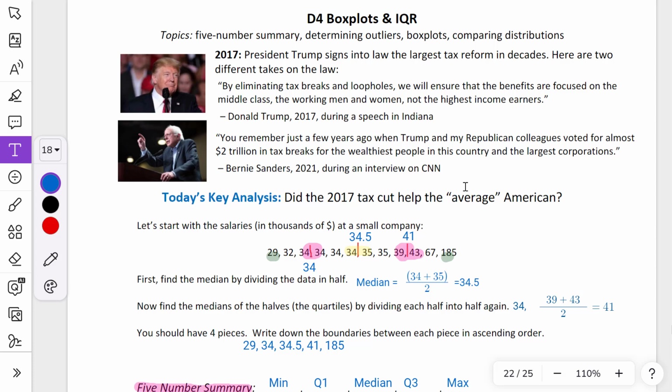Who knows? By eliminating tax breaks and loopholes, we will ensure that the benefits are focused on the middle class, the working men and women, not the highest income earners.